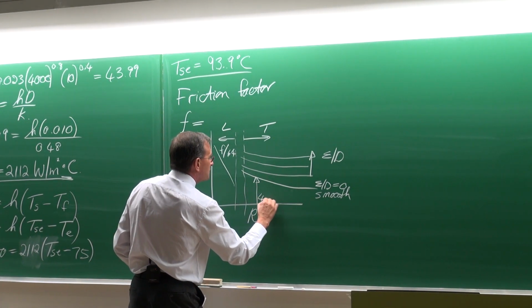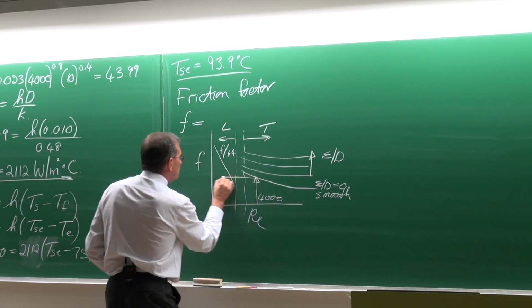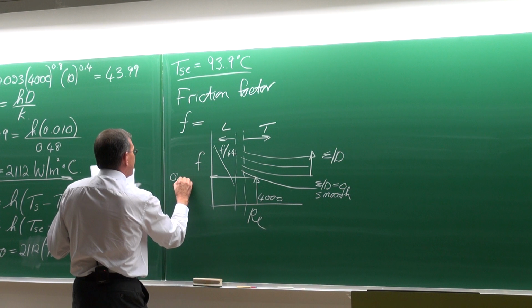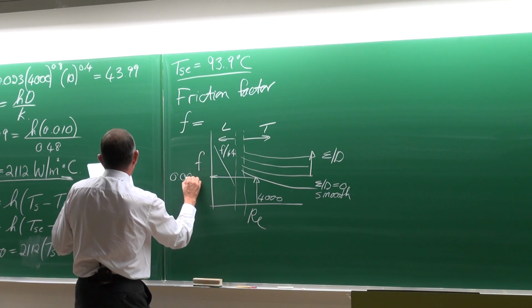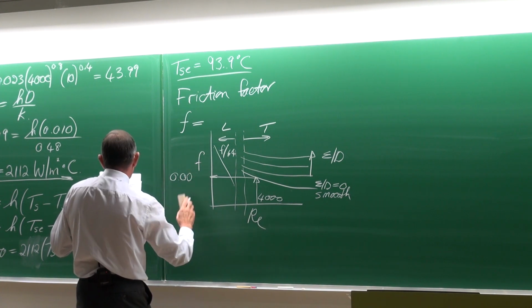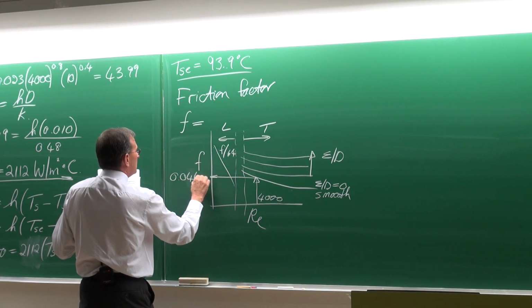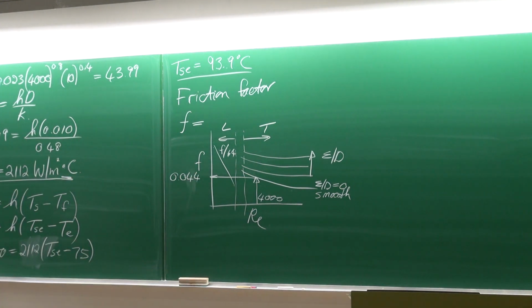At a Reynolds number of 4,000, you can go and look at what the friction factor is, and the friction factor is going to be 0.0044. That is what I would do.